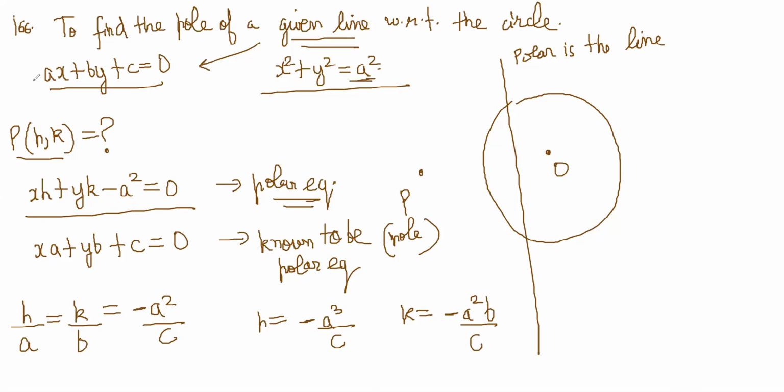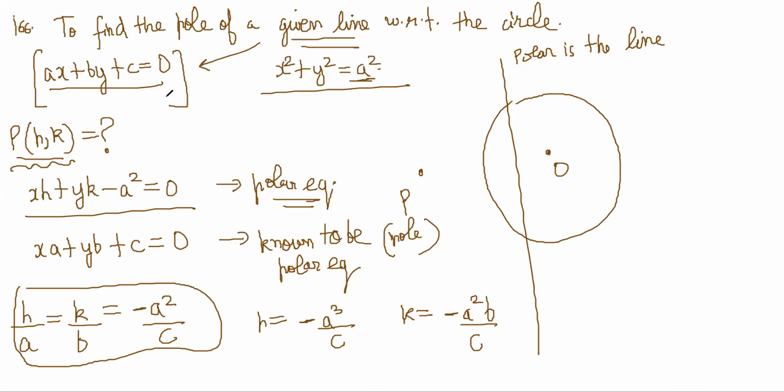But what is the idea? The idea is if I want to find the pole, I will assume that it is unknown hk, and from hk I will draw the polar equation. I will write the polar equation with respect to hk, and then see the given equation and match the coefficients. Line has been given already, no? Polar has been given. Using the unknown point, write the polar equation and then find it.